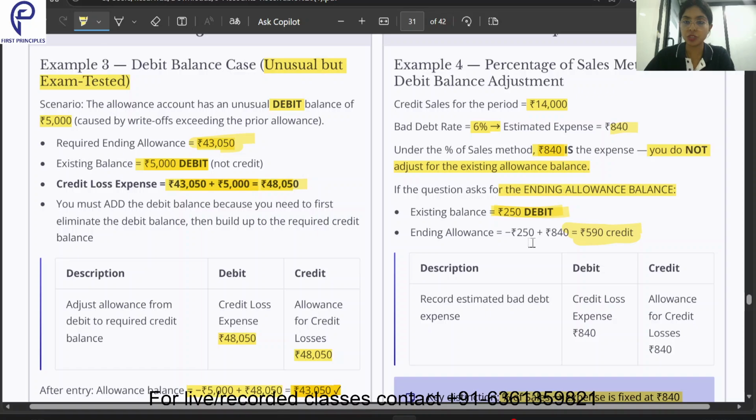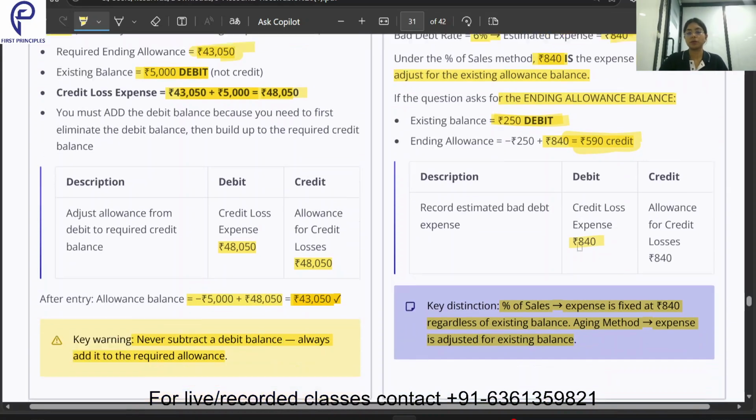So please pay attention, guys, in case of the percentage of sales method, what do we do? How much will my credit loss expense be? My credit loss expense will be the sales amount multiplied by the bad debt percentage. So 840 will be my credit loss expense. And how much will my ending balance be? The 250 balance is already there on the debit side. In that I will add my 840, and 590 will be my credit balance.